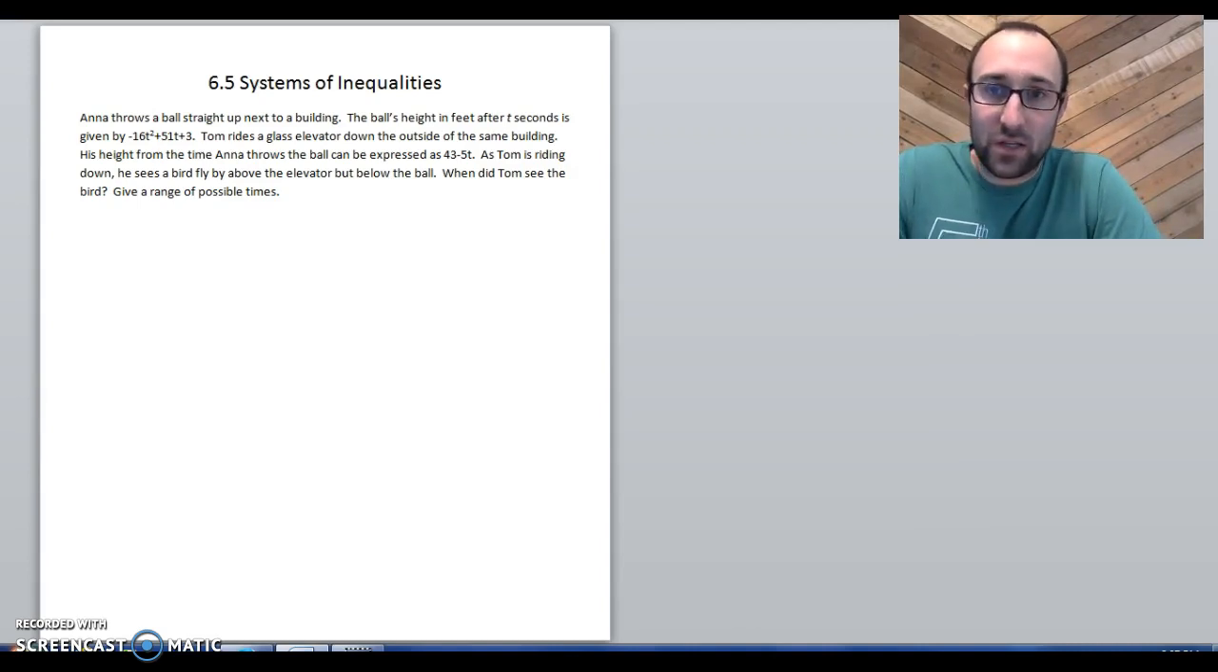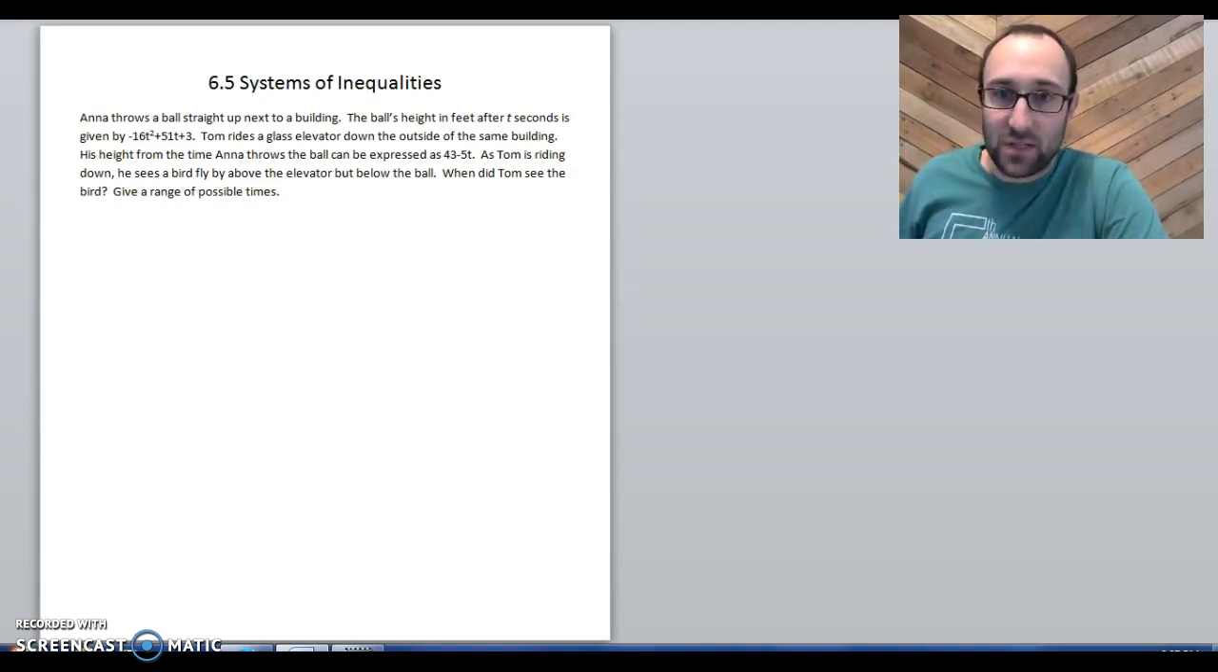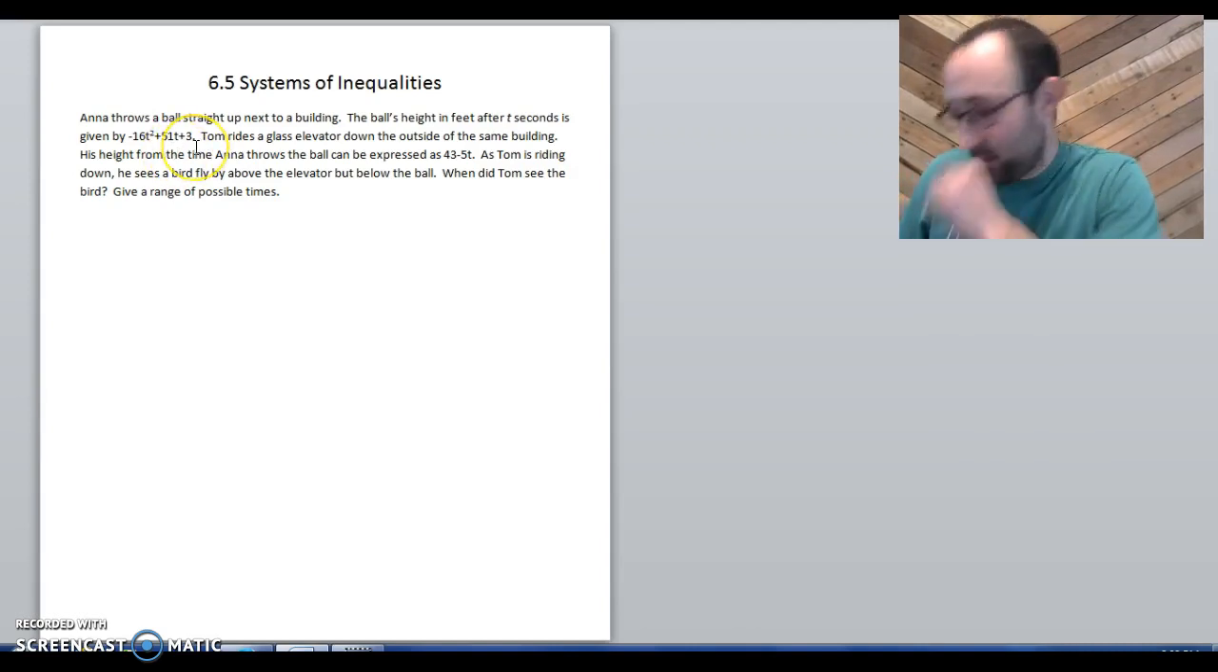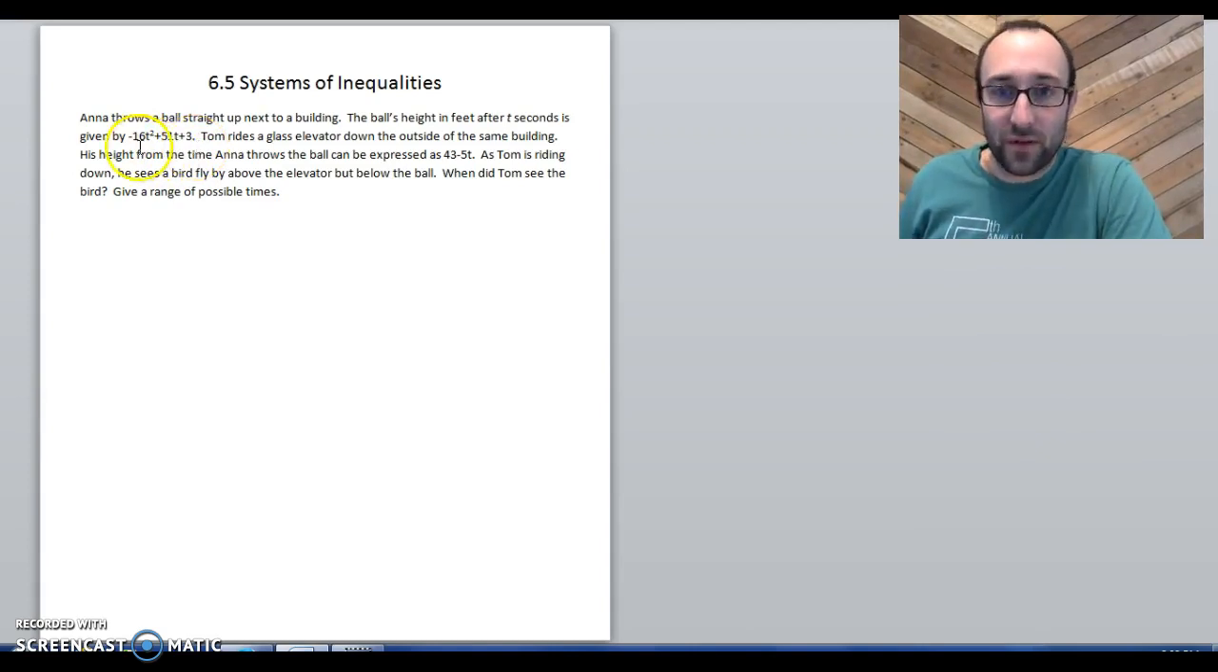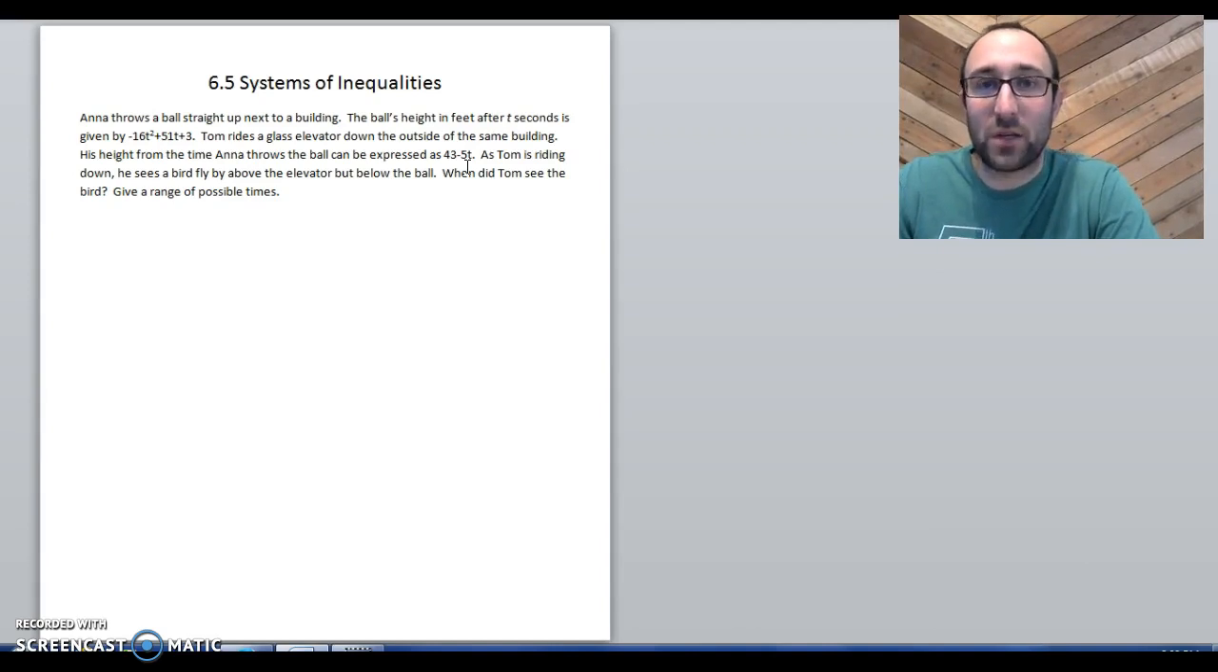Alright, before we actually go through and graph, this is probably going to be the easiest method: I would look at each one of these things. So what does this mean? Well, the negative 16t squared, negative 16 is gravity. 51t is initial velocity of the ball. It means she threw the ball at 51 feet per second. And then 3 is the initial height. Alright, so there's that equation, and then Tom starts at 43 feet up and then goes down at 5 feet per second. So that's the elevator speed going down.